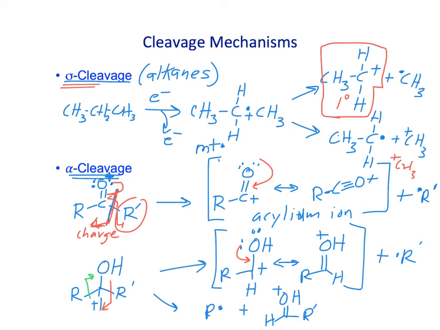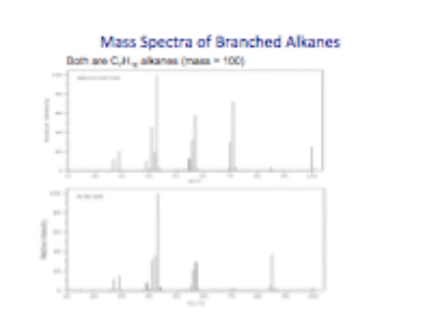Okay, so these are two common cleavage mechanisms: sigma cleavage if we have alkanes, or this alpha cleavage if it has a functional group like this. All right, so let's look at examples.